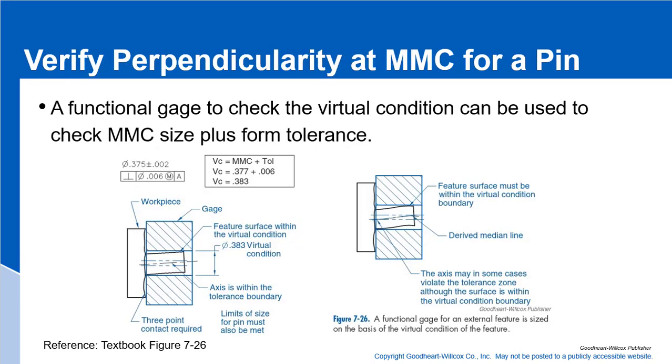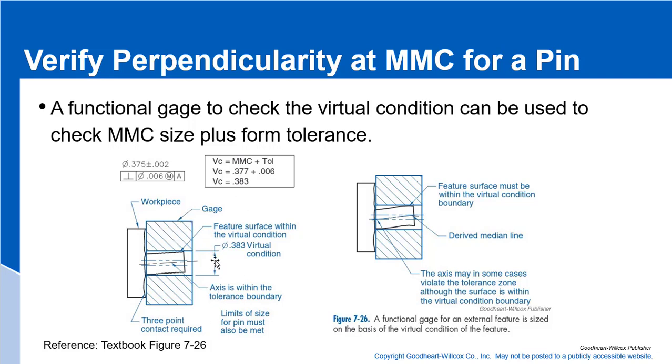Verify perpendicularity at MMC. This gets into what I was introducing in the other slide, a functional gauge. We can build and use a functional gauge to check this tolerance of the part. And really what the functional gauge is, is what is shown right here. We have our workpiece, we have some imperfect surfaces, and then we have our pin sticking out of there that's not perfectly perpendicular.